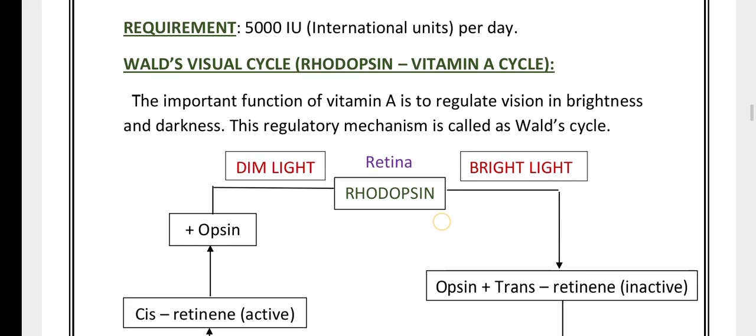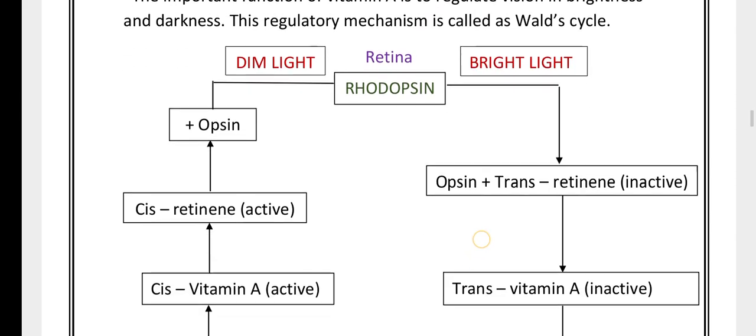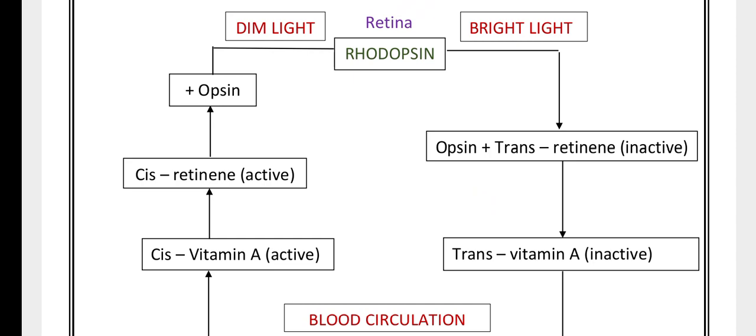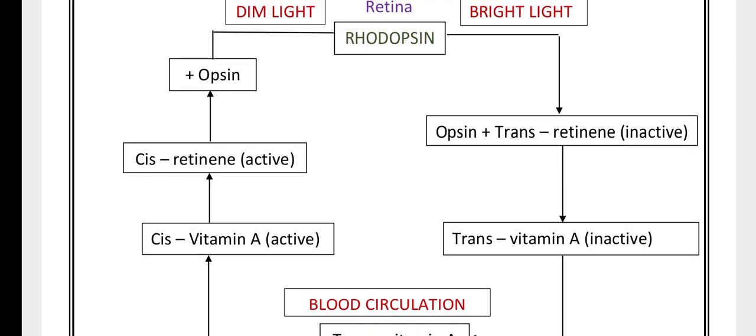So the important topic in vitamin A is Wald's visual cycle, also known as the rhodopsin vitamin A cycle. The important function of vitamin A is to regulate vision in brightness and darkness. This regulatory mechanism is called the Wald cycle. That is, in the retina, rhodopsin in the presence of bright light is converted into opsin plus transretinal, which is in an inactive state, and it is further converted to trans vitamin A.